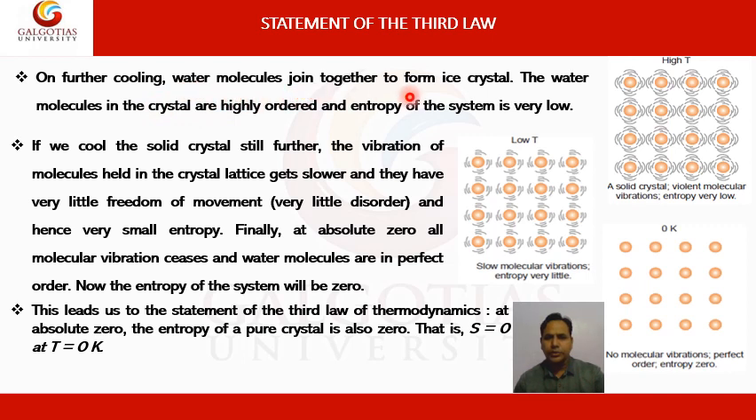On further cooling, water molecules join together to form an ice crystal. The water molecules in the crystal are highly ordered and the entropy of the system is very low. At high temperature, the molecules in a solid crystal vibrate. If we cool the solid crystal still further, the vibration of the molecules held in the crystal lattice gets slower and they have very little freedom of movement, very little disorder, and hence very small entropy.